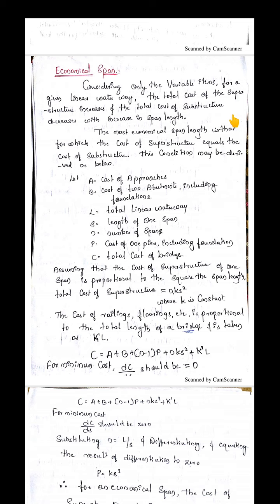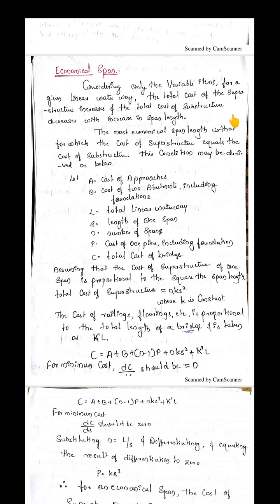Plus the span cost, it is NK S square. Why are we taking NK S square? Assuming that the cost of the superstructure of one span is proportional to the square of the span length, the total cost of superstructure equals NK S square. Plus the cost of railing, flooring etc., which is equal to K dash L.